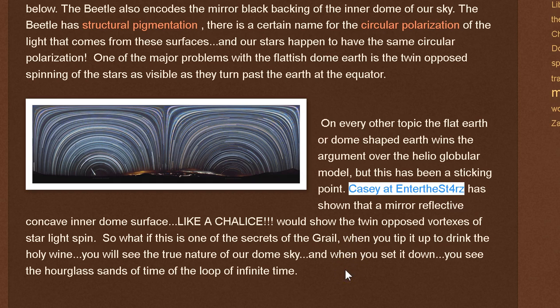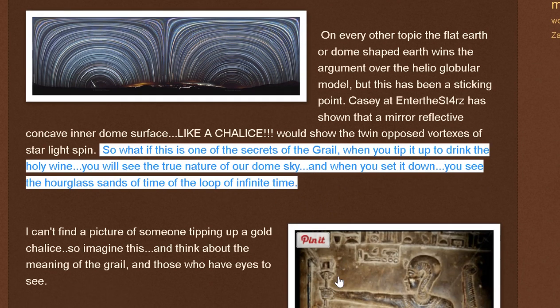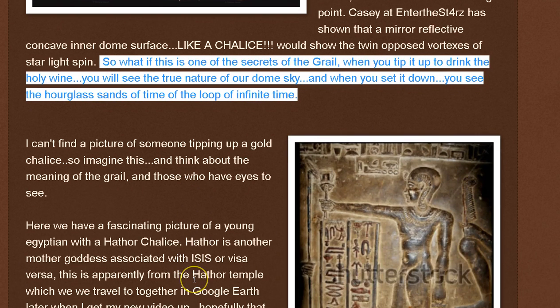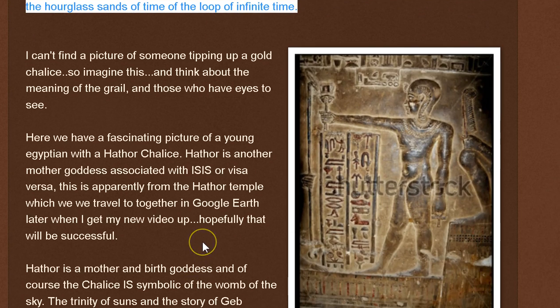So what if this is one of the secrets of the Grail? When you tip it up to drink the holy wine, you will see the true nature of our dome sky, and when you set it down, you see the hourglass sands of time of the loop of infinite time. I can't find a picture of someone tipping up a gold chalice, so imagine this, and think about the meaning of the Grail, and those who have eyes to see. Here we have a fascinating picture of a young Egyptian with a Hathor chalice. Hathor is another mother goddess associated with Isis or vice versa.